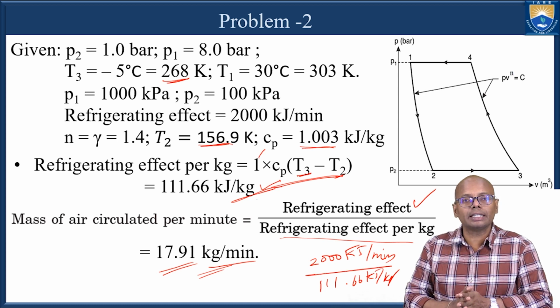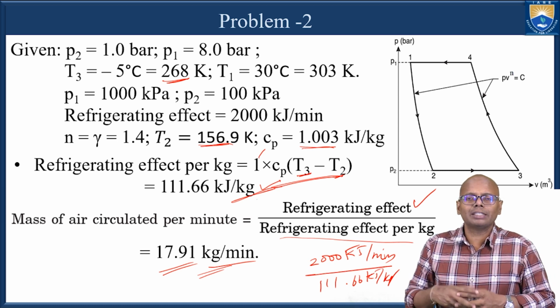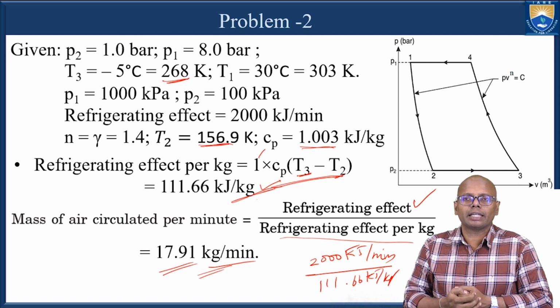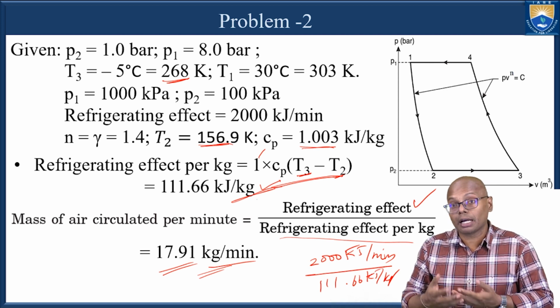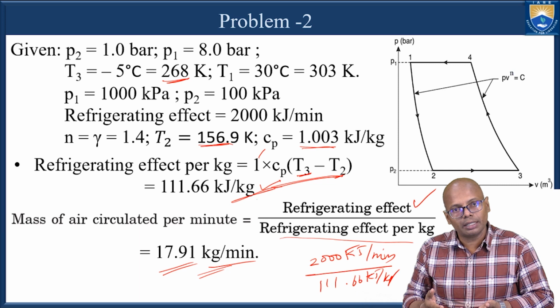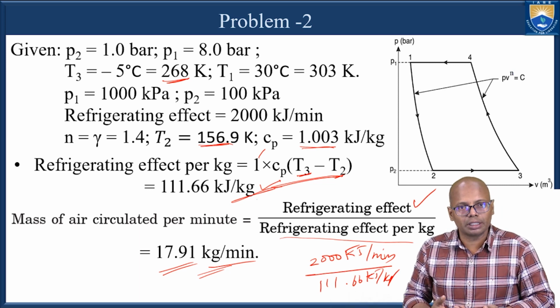Now I know what is the mass flow rate. So once I know the mass flow rate, I can directly find out the compressor work, the expander work, the COP, and the power required.